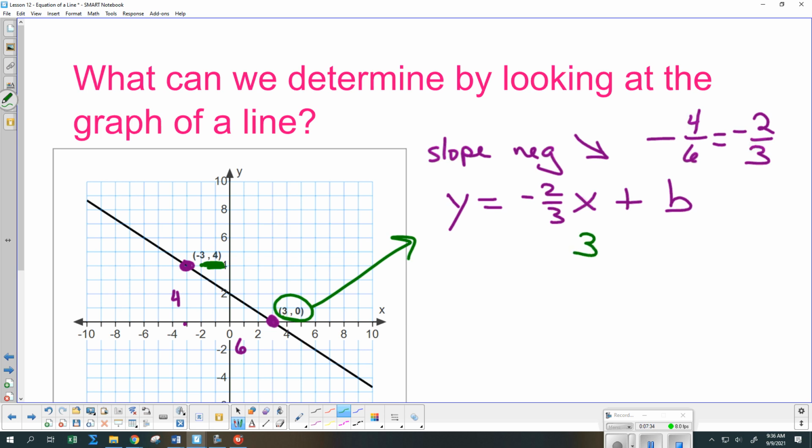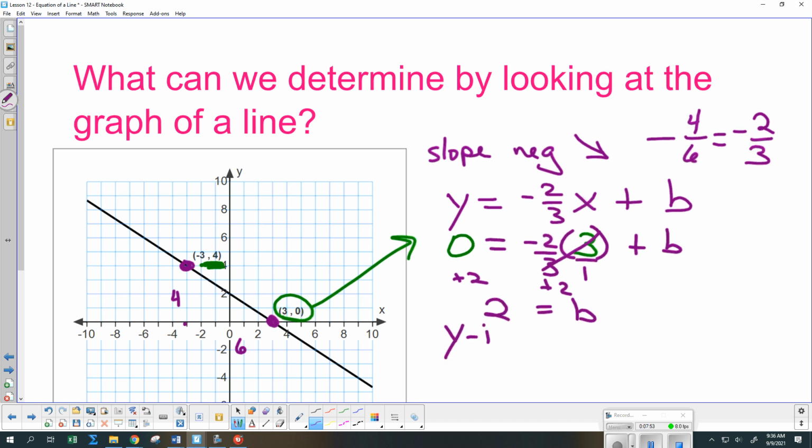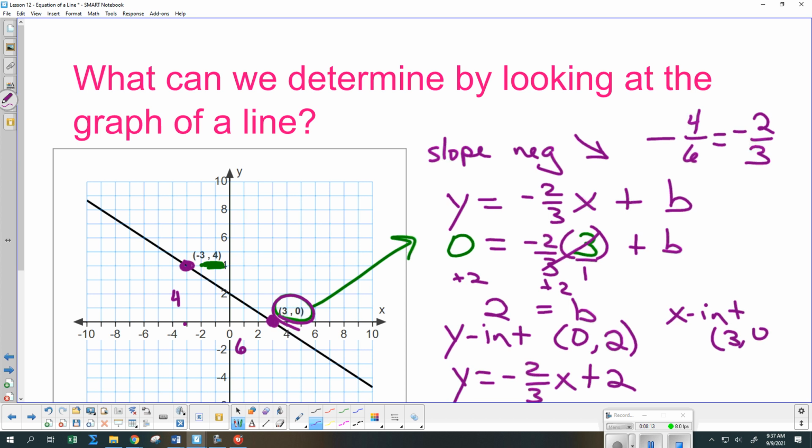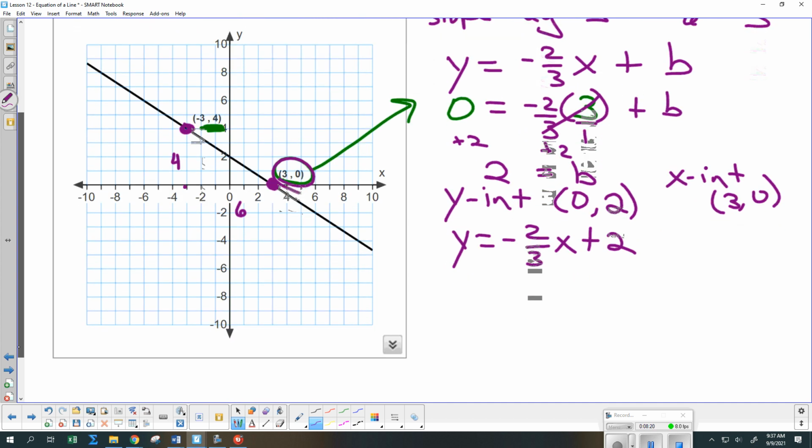If x is 3 and y is 0, then I simply have 0 is negative 2/3 times 3 plus b. So 0 is negative 2 plus b, and if I add that 2 to both sides, yep, it looked like that to me. b is actually 2, so I can say my y-intercept is 0, 2. I can say my equation is y equals negative 2/3 x plus 2. And I already know my x-intercept because they labeled it here, that my x-intercept is 3, 0. So I could get all of those same things if I start with the line and know 2 points on the line.